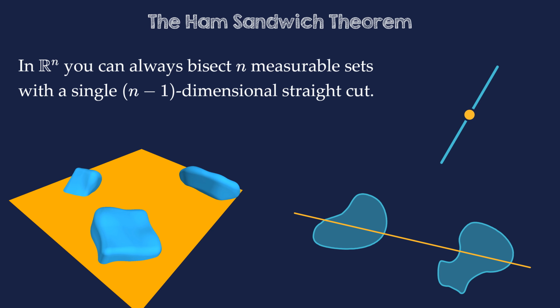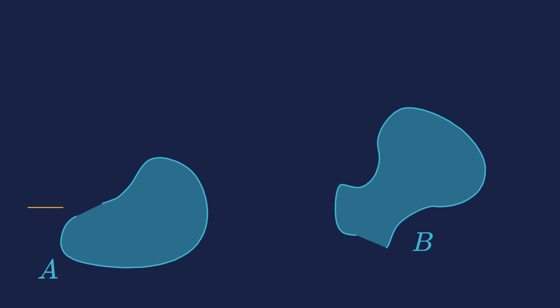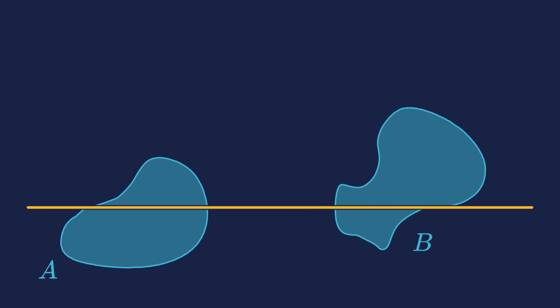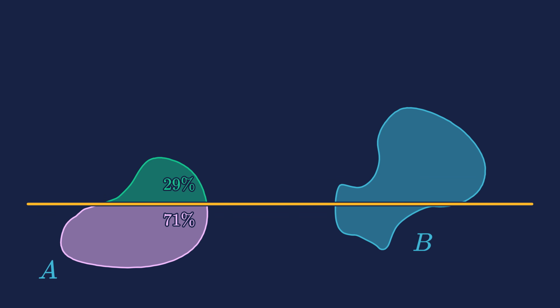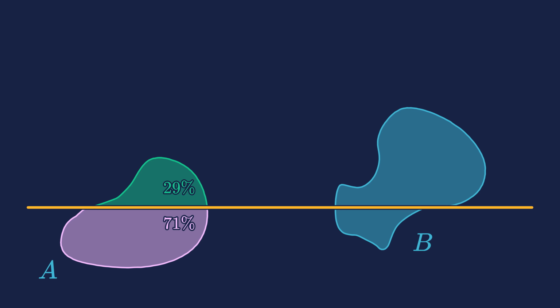But since that's cumbersome to display on screen, let's go down to 2D again to think about why this works. Here we have 2 shapes and a potential cut. If we move the cutting line up and down and look at the shape on the left, we see that a different portion of it will lie above the line. This amount depends continuously on the height of the line. That means if you move the line just a tiny little bit, the area of shape A above it will also only change a tiny little bit.